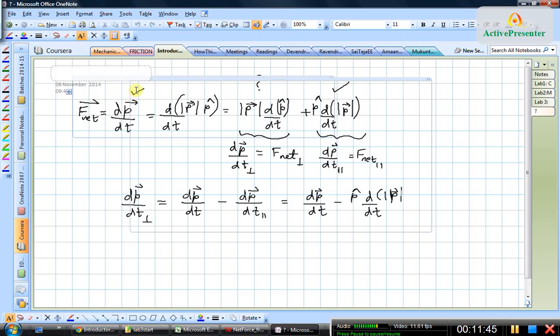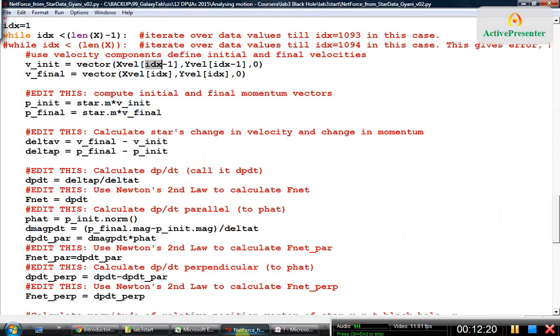Similarly, the net force, we just saw how we calculated easily from the position data provided to us. So we are just left with finding the perpendicular component of net force. So we will do it by algebra. The perpendicular component of the rate of change of momentum is the total rate of change of momentum minus the parallel component of the rate of change of momentum. So you get dp by dt minus this term. Since we know these two, we can easily find this. So that's what I'm going to do in my program, as you can see here.